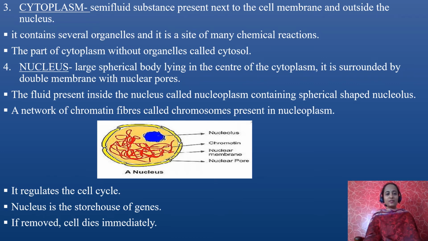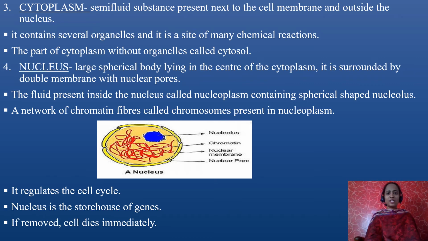Next, the nucleus. What is meant by nucleus? This is a structure of the nucleus. It is a large spherical body. You can see the shape. It is spherical, lying exactly in the center of the cytoplasm. It is surrounded by a double membrane with nuclear pores. You can see the double membrane, called nuclear membranes, with nuclear pores or holes. The fluid present inside the nucleus is called nucleoplasm.